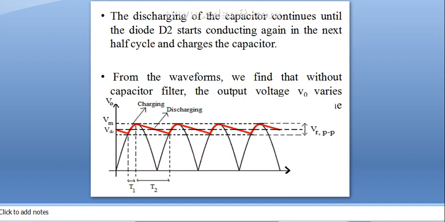The discharging of the capacitor continues until the diode D2 starts conducting again in the next half cycle and charges the capacitor. So from here again the capacitor is going to charge. Here the value of the capacitor is large, or the value of the load resistance is very large.